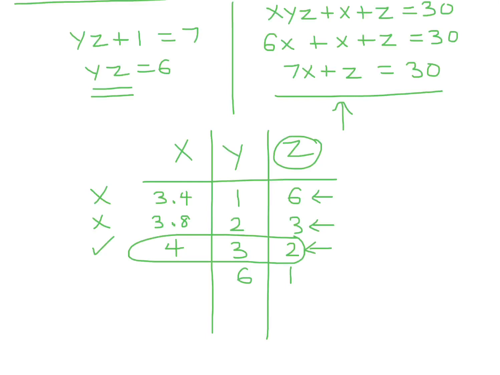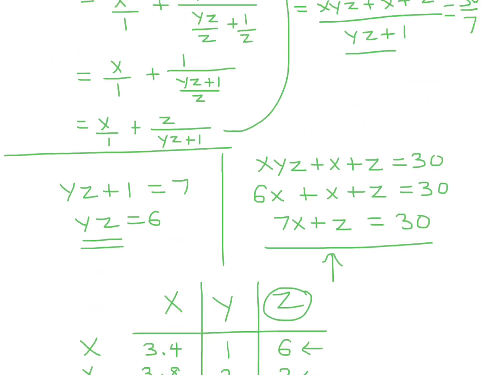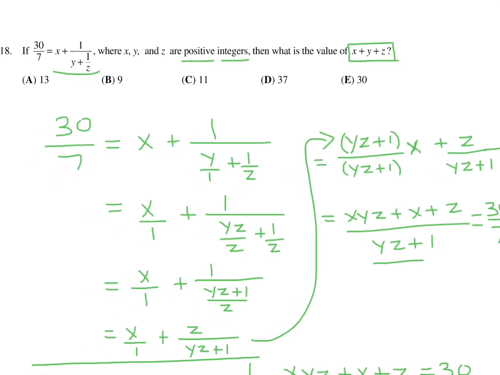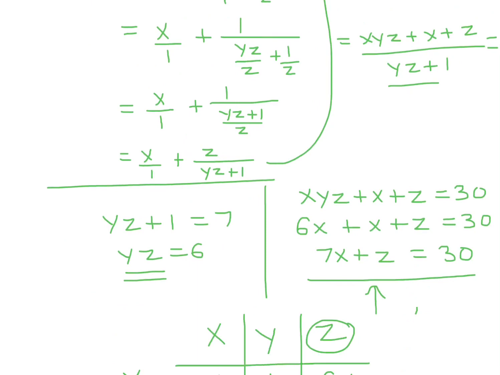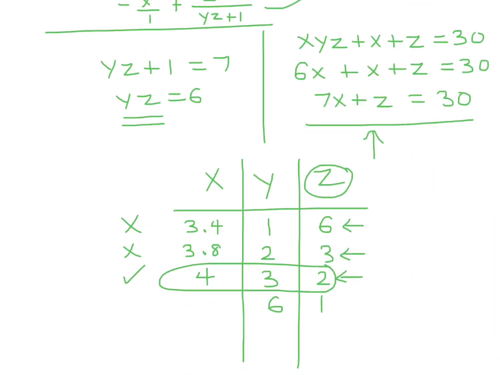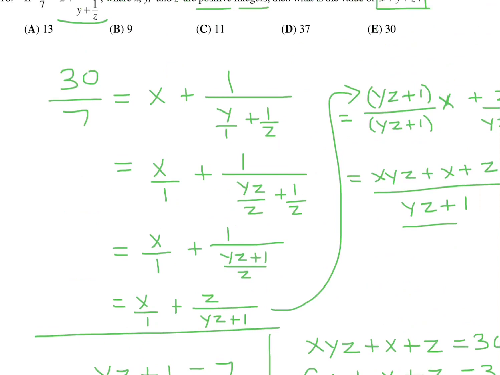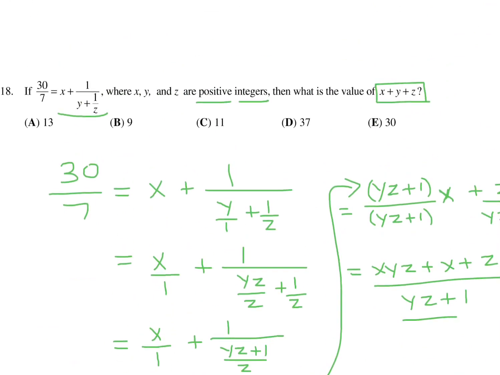4, 3, and 2 for x, y, and z. Now what is the question asking? What is the value of x plus y plus z? Well, x was equal to 4, y was equal to 3, and z was equal to 2. So x plus y plus z is 4 plus 3 plus 2, which is 9. And that would be choice B.